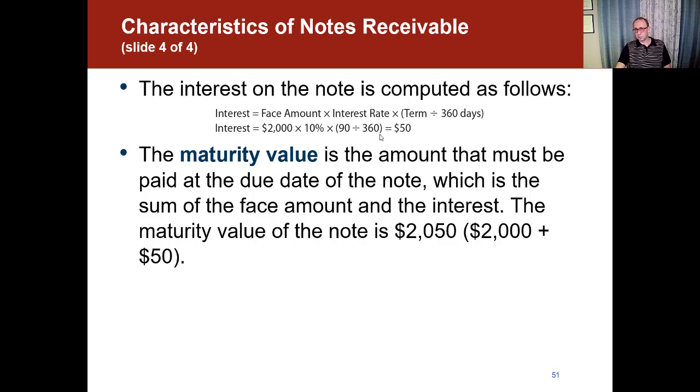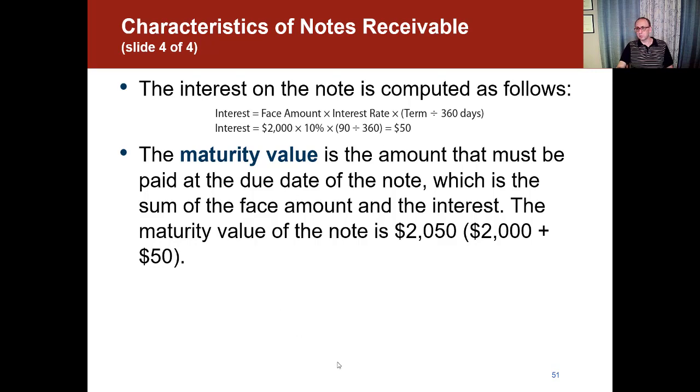For simplicity, we're using 360 days per year. Of course, we know that a year is 365 days. If it's a leap year, it's 366. In a banking system, they do it very precisely. They go day by day. But again, for class purposes, we just try to simplify it for interest calculation by going with the 360 days.